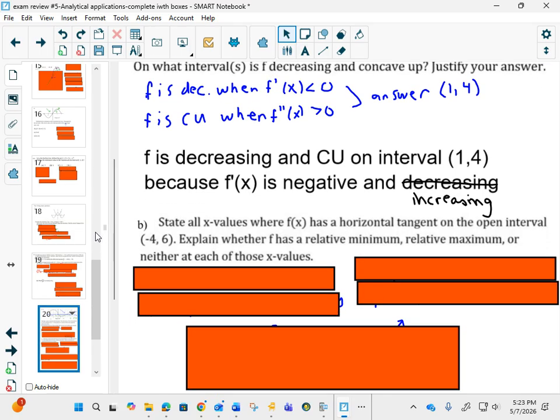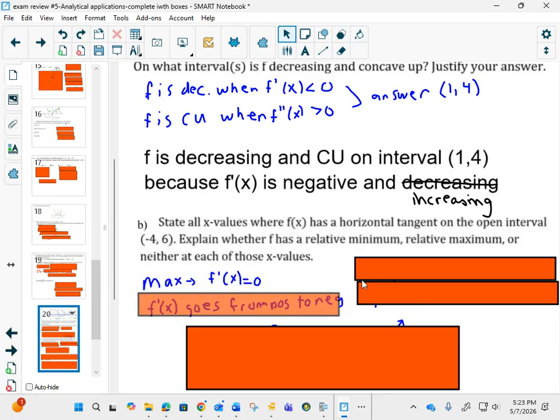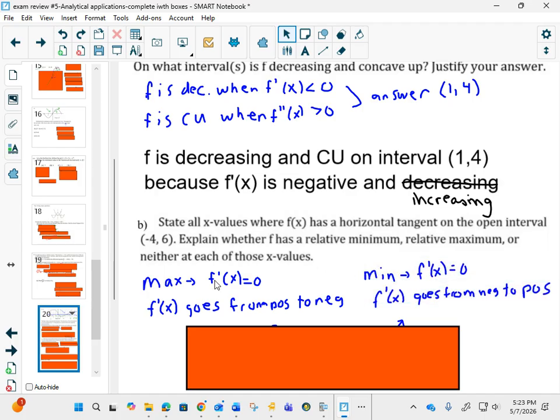If you spell increasing as decreasing, I think. Not that bad. State all x values where f of x has a horizontal tangent on the interval from -4 to 6. Explain whether it's a relative minimum, relative maximum, or neither at each of those x values. So in order to have a horizontal tangent, the derivative has to equal 0. If it's going to be a maximum, it's going to go from positive to negative. If it's a minimum, it goes from negative to positive.